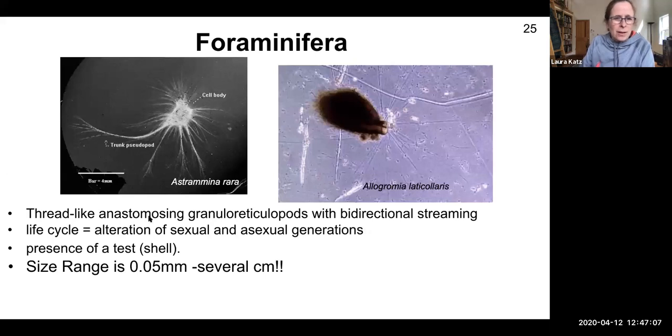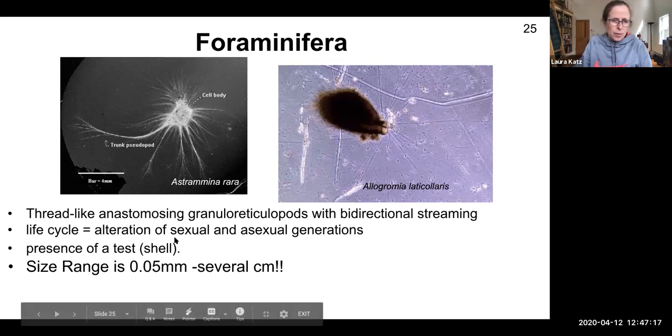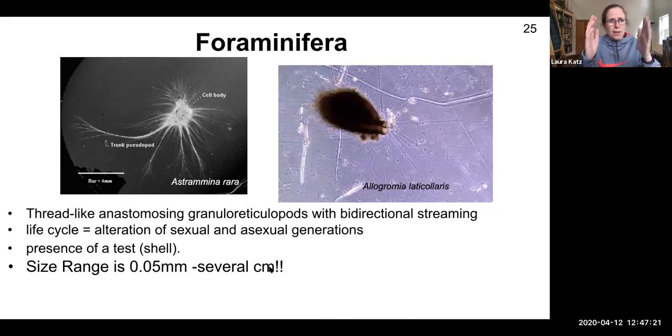Forams have these thread-like anastomosing pseudopods, which means they can cross, and they can stream bidirectionally. They have crazy life cycles, which I'll tell you a little bit about. Most have a shell, and they can be teeny to several centimeters. So in the fossil record, there are 10 centimeter long, that's about 5 or 6 inches, amoeba forams.